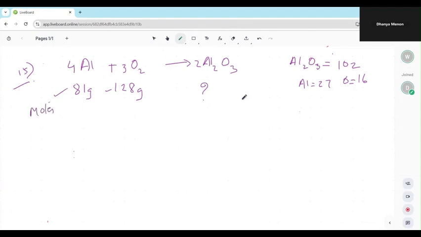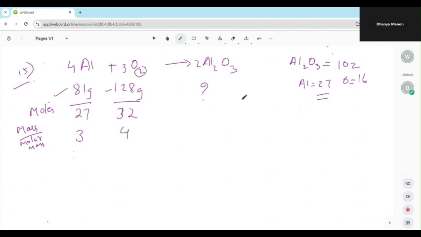So moles is what? Mass over molar mass. All this while we have been using this formula, mass over molar mass. So 81 over 27, it's given in the question, and the molar mass. And for oxygen, it is 16. So how many oxygen is there? 2 atoms of oxygen are there in the oxygen molecule, so I use 32. Okay. So you will get 3, and this you will get as 4.